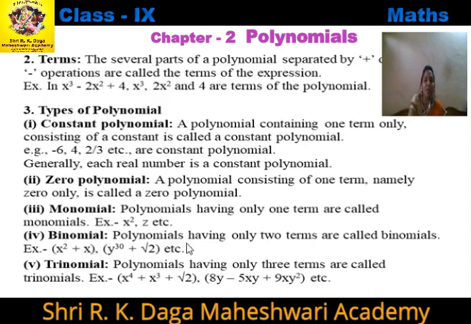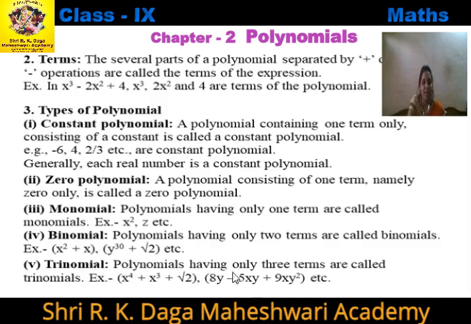Binomial. Polynomials having only two terms are called binomials. In this example, you can see there are two terms, x square plus x. So, this is called a binomial. Here you can see y to the power 30 plus under root 2. Two terms are there. So, this is also called binomial.